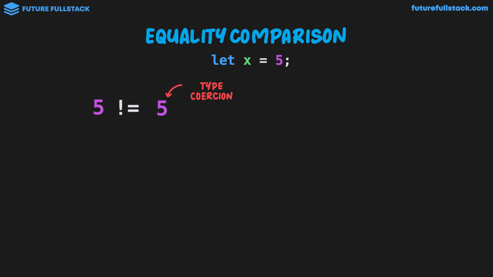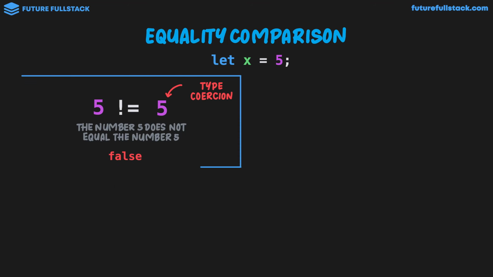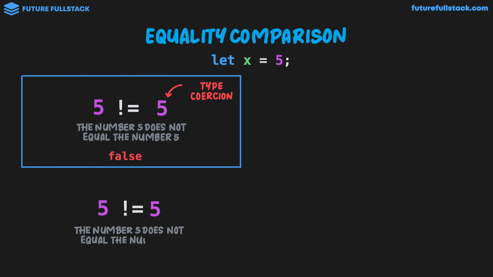So let's now look at this statement in plain English. It's saying the number 5 does not equal the number 5. Well, that is false. The number 5 does equal the number 5. For the next example, we'll be doing x not equal to the number 5. This is saying the number 5 does not equal the number 5, which we know is false because the number 5 does equal the number 5.